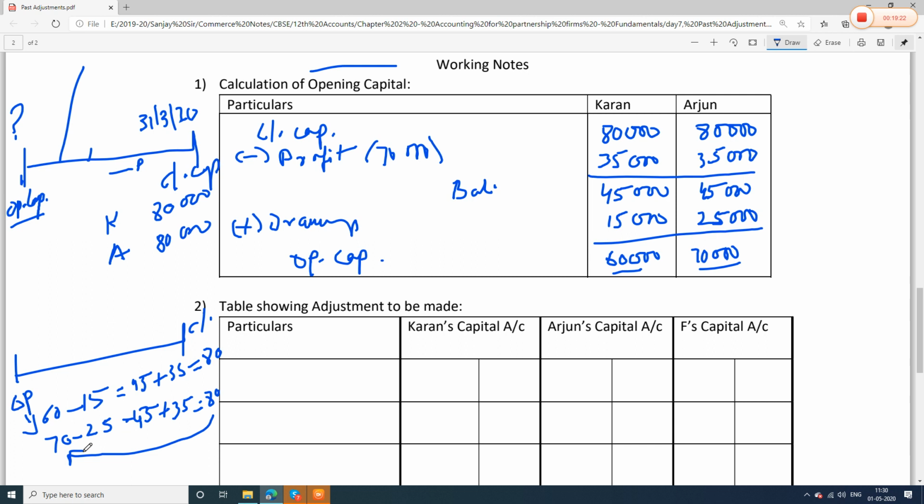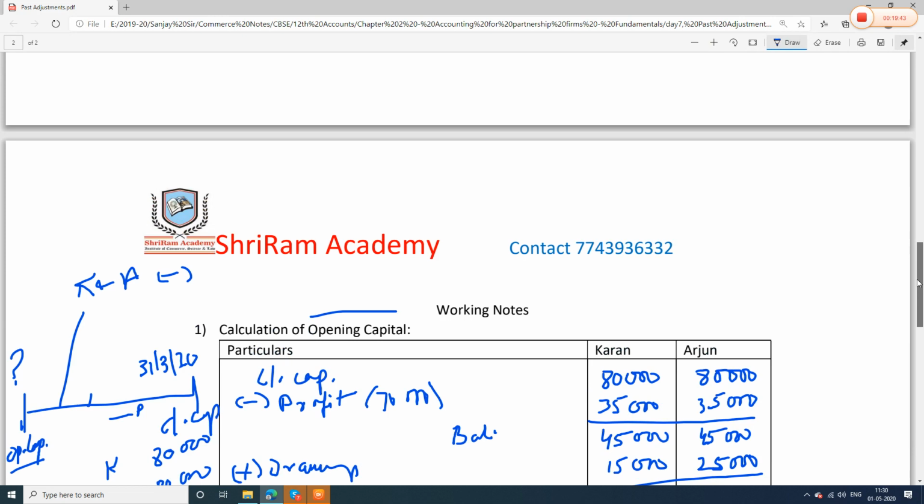So to calculate opening capital, what we have done: 80,000 was the closing capital, we deducted their profit. Then we got how much? 45 and 45. Then we added their drawings and we got 60,000 and 70,000. So this way you will get your opening capital. I hope up till here you understood the basics. Now next.